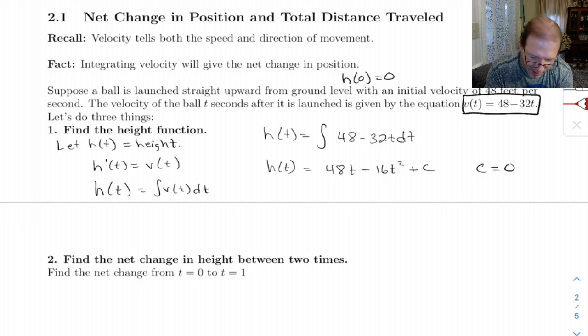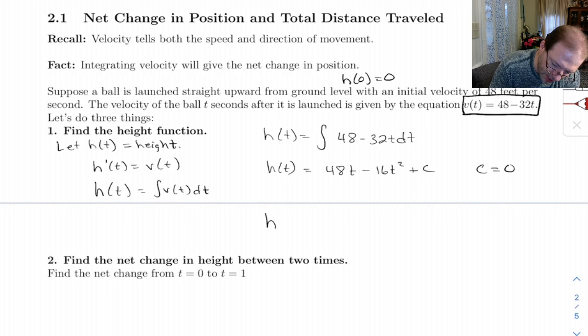I'm not going to write that down, but I will say how I did it. If you plug in the 0 here, h of 0, you get 0 minus 0 plus c equals 0. So what we have here is h of t is 48t minus 16t squared.